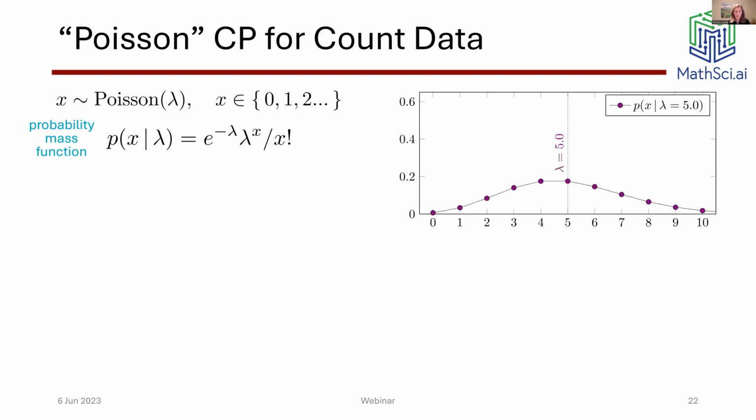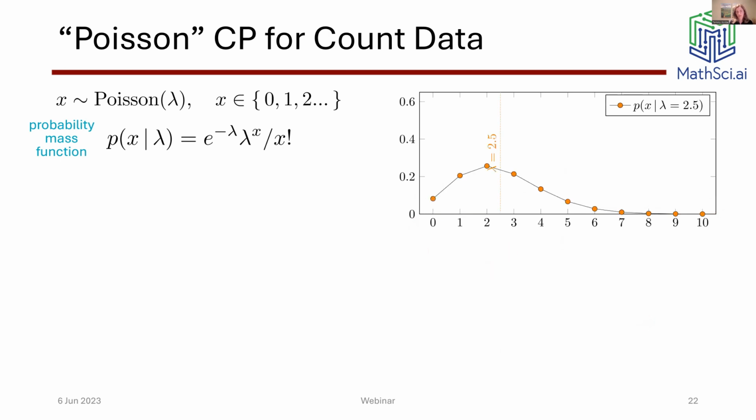So for example, if lambda was 5, then our distribution would be what we see here. So almost no chance of observing a 0, a little bit of chance of observing a 1, the highest chance of observing a 5, and so on. So that kind of looks not unlike a normal distribution. The only difference is it's discrete. So you can only have values that are integer.